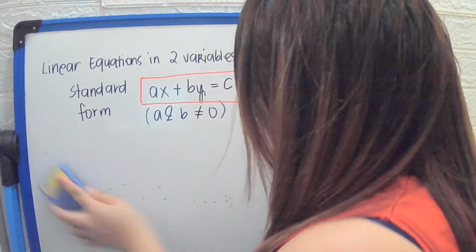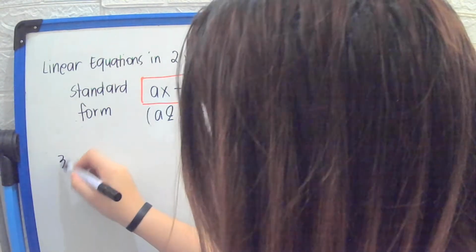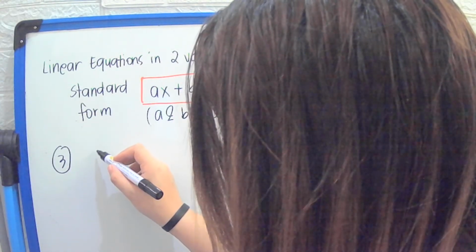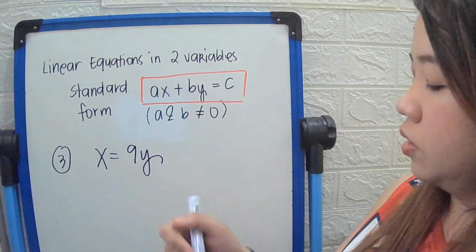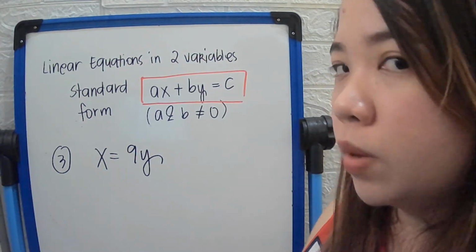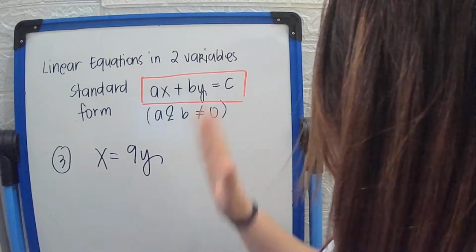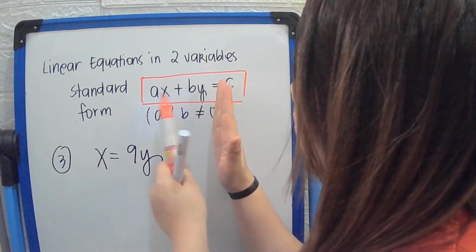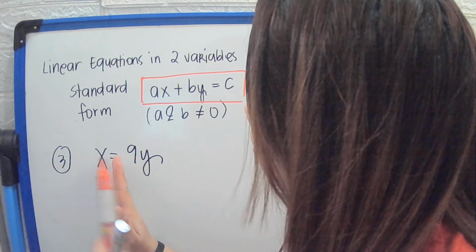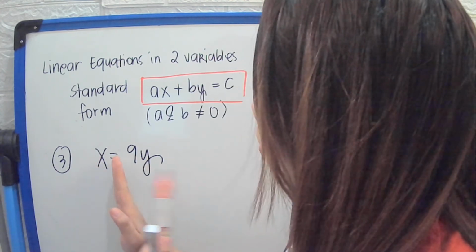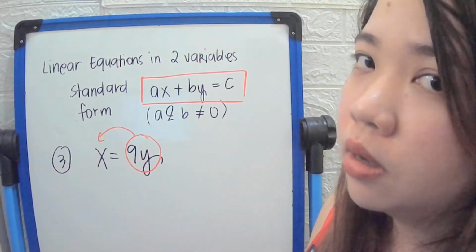Last na for the changing into standard form. So, let us have x is equal to 9y. So, again, sa left side ng equal sign, dapat nandun yung x and y. Then sa right side, nandun yung constant. Okay, so ito yung equal sign. So x and y nasa left, constant nasa right. Same goes here. Kung ito yung equal sign mo, dapat nandito yung x tsaka y, nandito lang yung constant. But since your y here is on the right, we have to put this on the left.